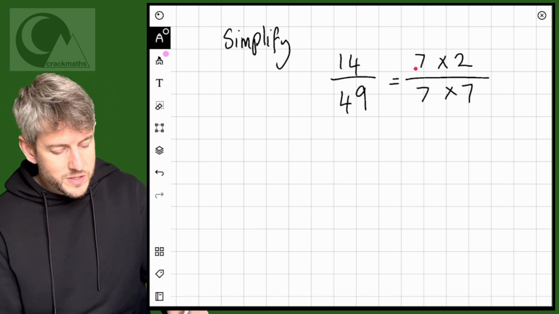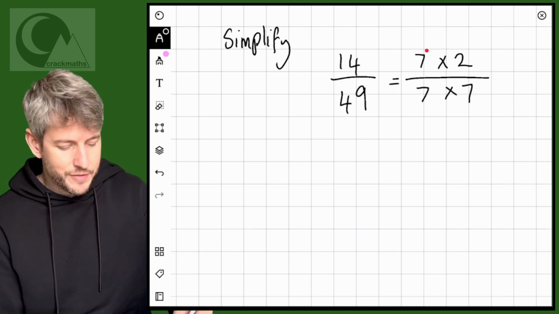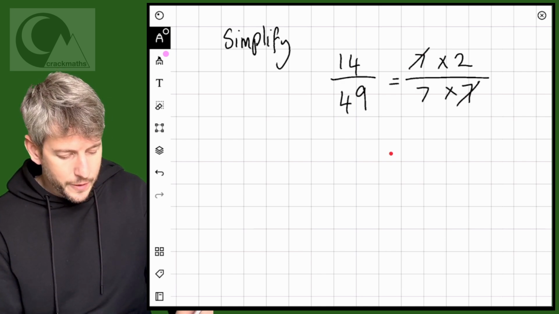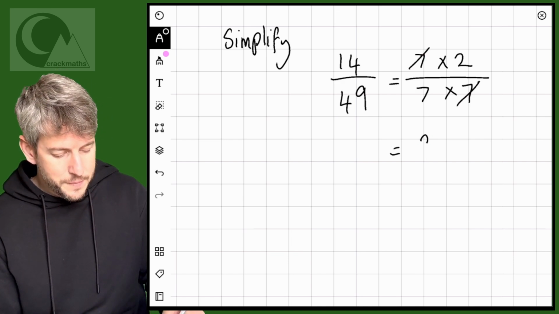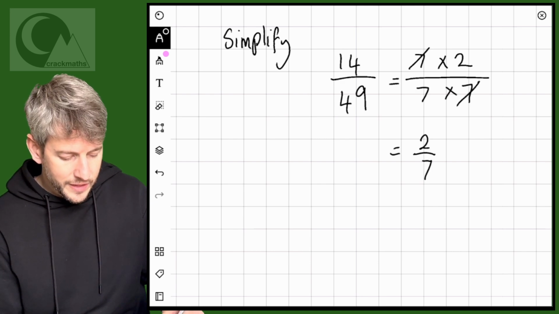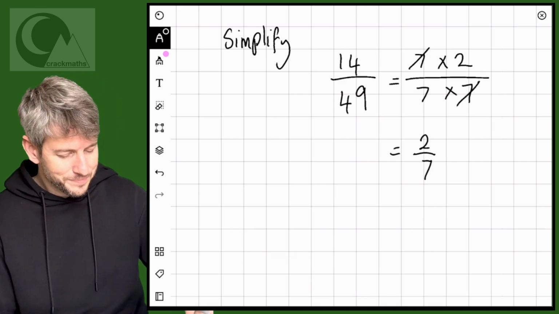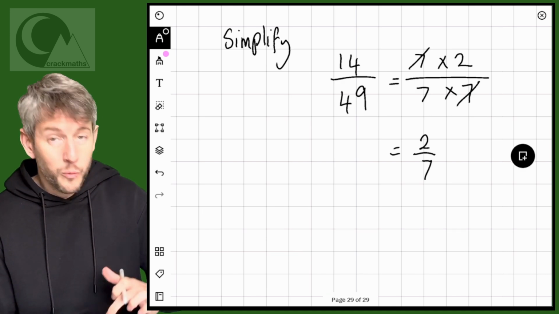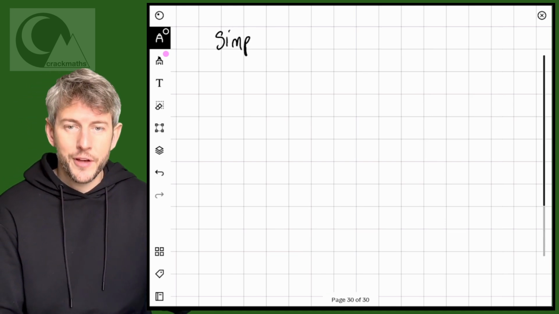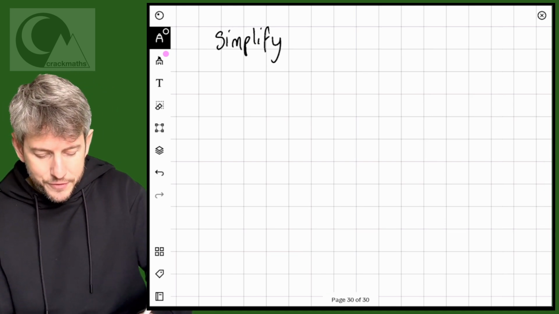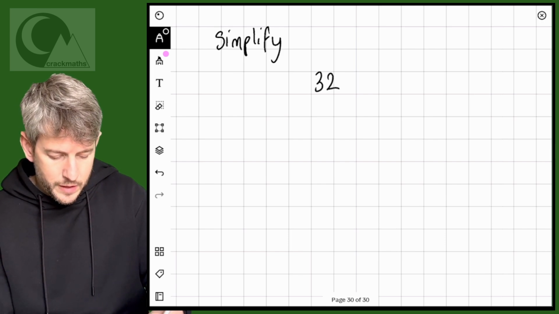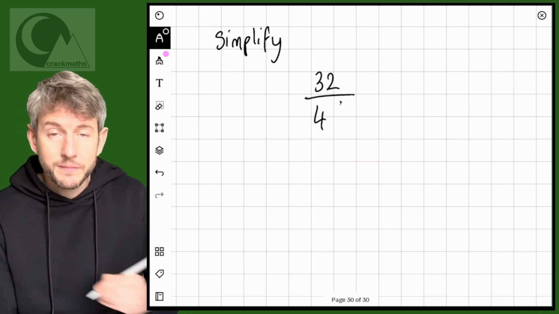Because this has a 7 here and this has a 7 here, I can cancel both those out, and so this fraction then becomes 2 over 7. Okay, great. And that's that. Let's have a look at one more. So let's say I have another fraction here, and I'm going to simplify 32 over 48.